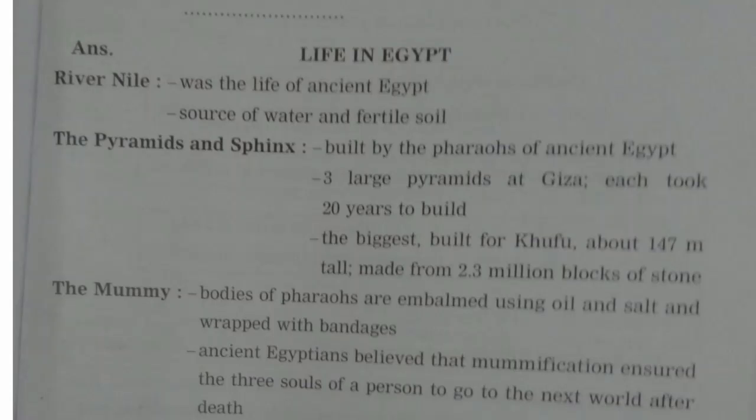And the last part that you have to fill is about the mummy. So you'll have to mention the bodies of pharaohs are embalmed using oil and salt and wrapped with bandages. You should also make a mention that the Egyptians believed that mummification ensured the 3 souls of a person to go to the next world after death. Okay, so we have covered everything that is given in the passage.